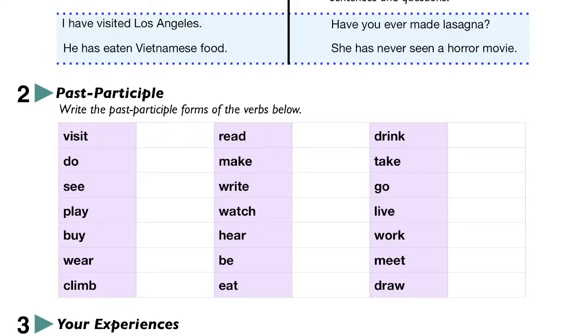Wear, worn. No, it's worn. Wear, worn. W-O-R-N. Wear, worn. Climb.